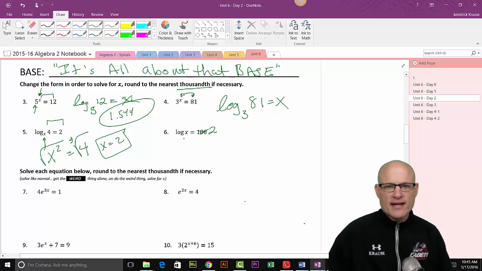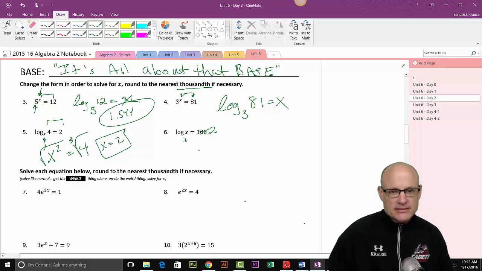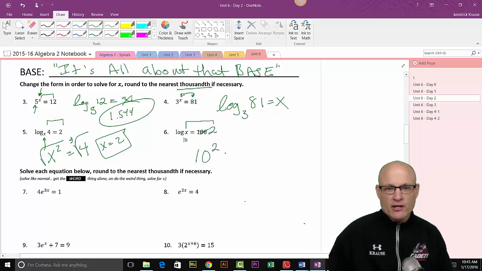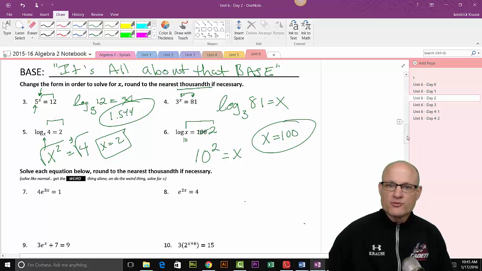So, in this case, don't forget the base is 10. So, it's all about that base. Keep the 10. And we're going to switch these two. 10 squared is equal to x. So, what does x equal? 100. And again, if you don't believe me, you can just try it.